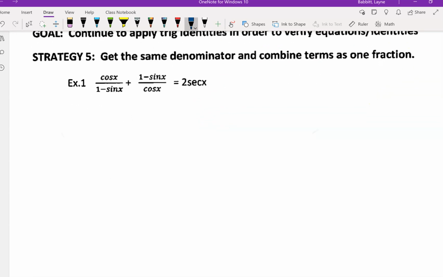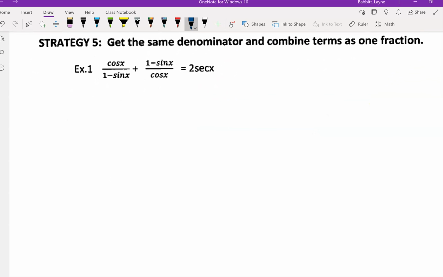Remember, when we're doing these identity proofs, we're trying to get either the left side of the equation to equal the right side or vice versa. You can see this left side is a lot more complicated than the right, so the best way is to simplify this left side and get it to equal that right side. To do that, we're going to get common denominators and combine.